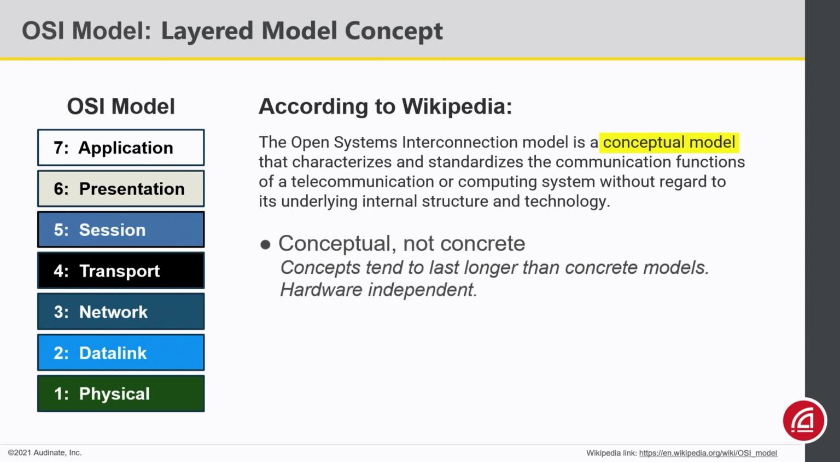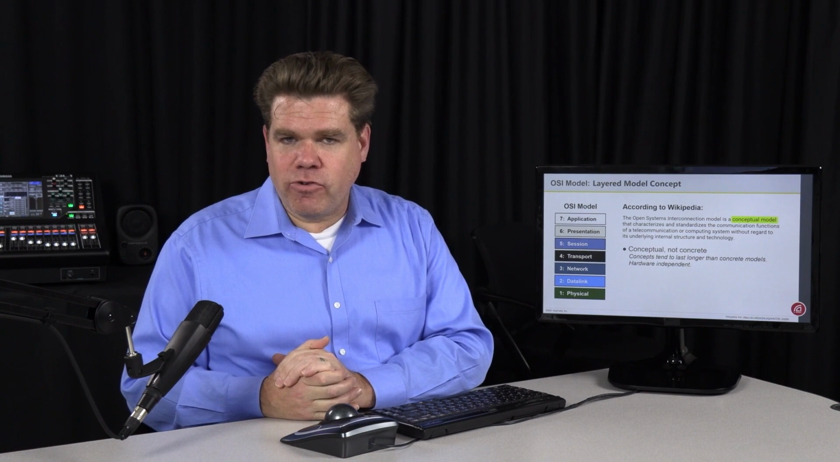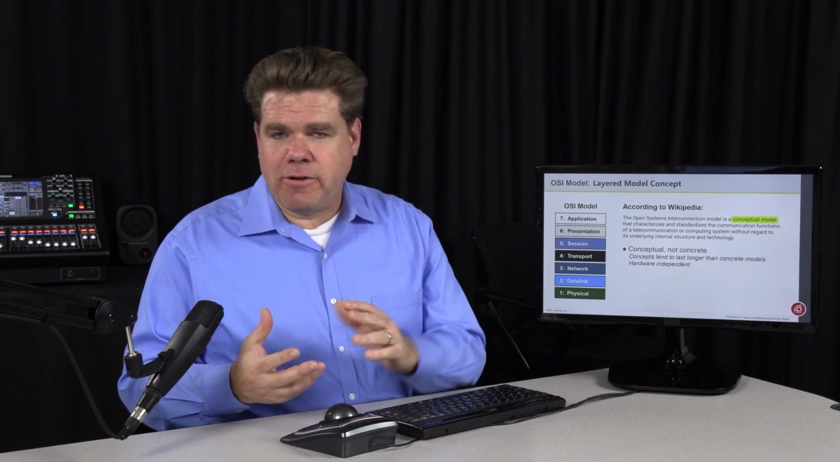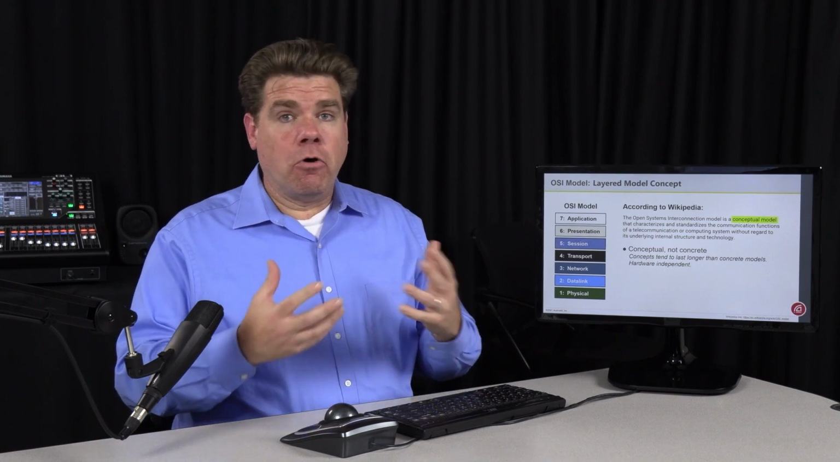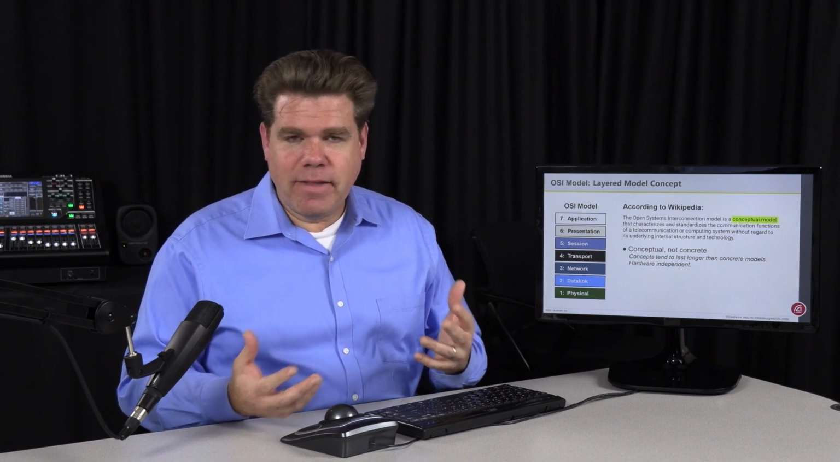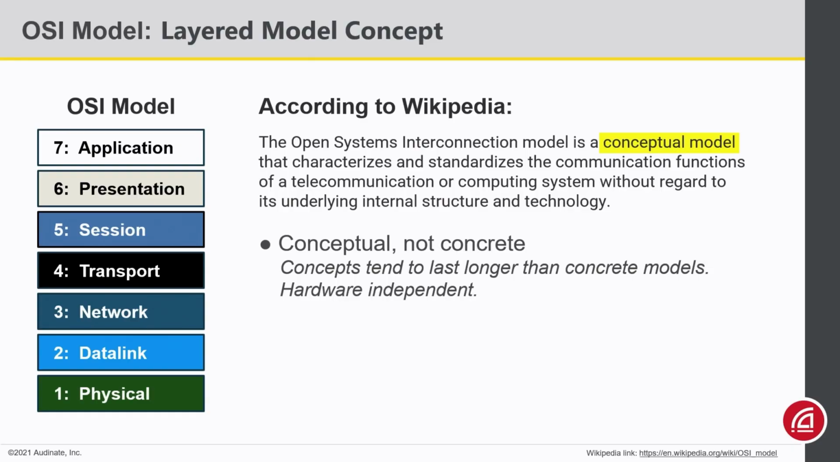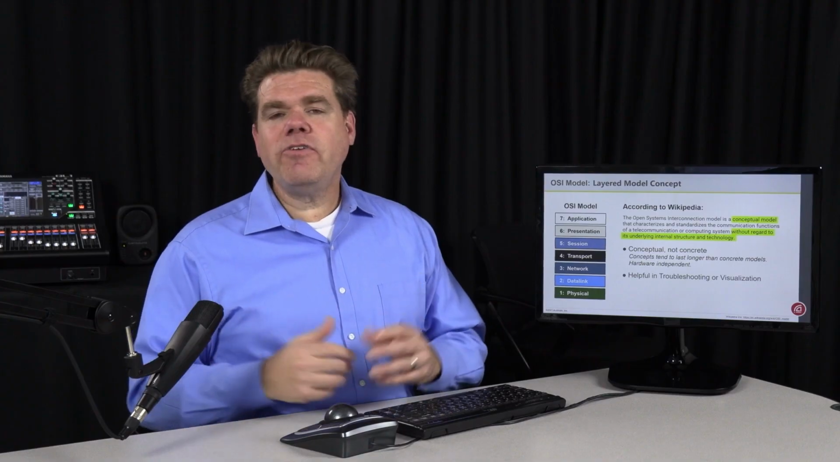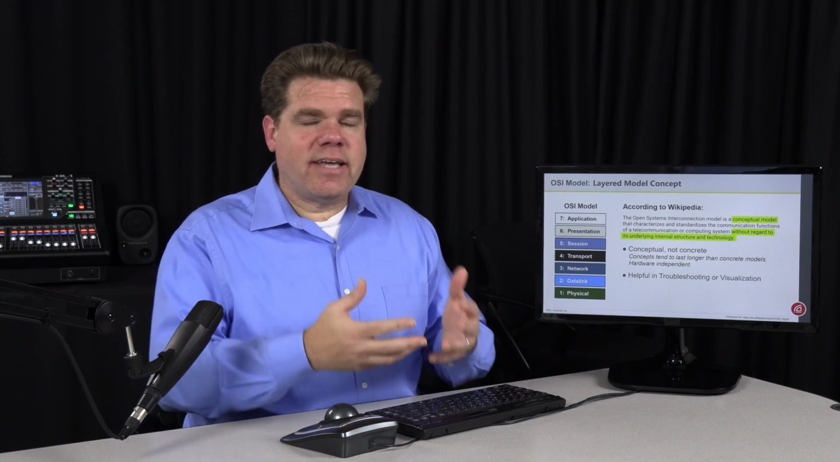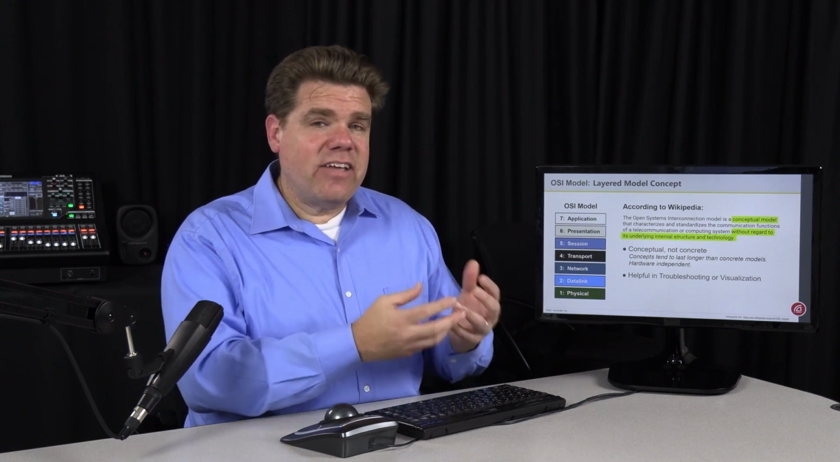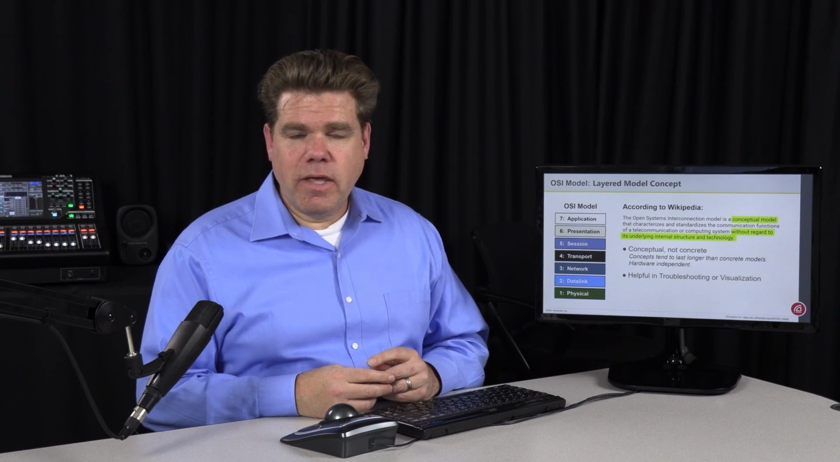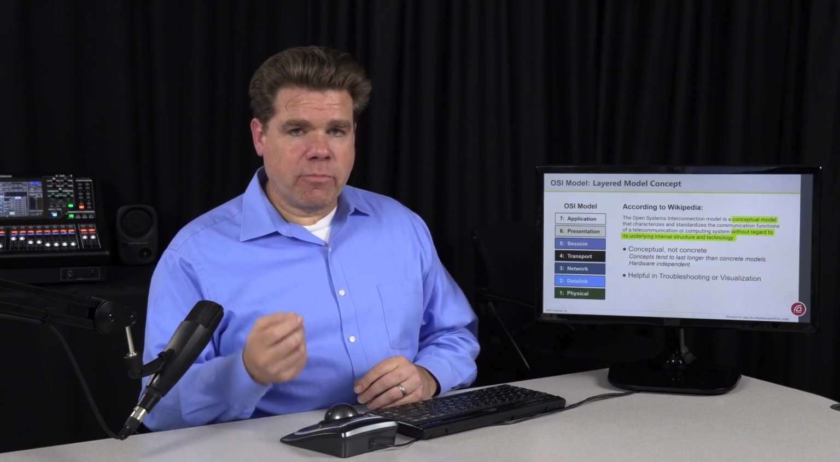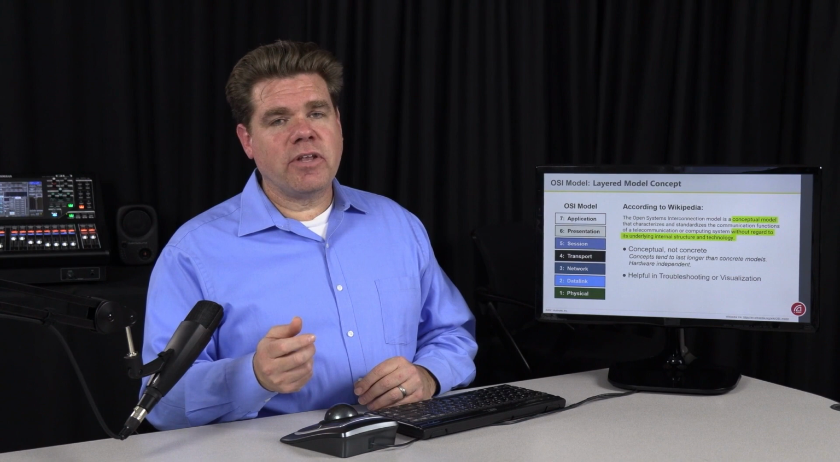First, the OSI model is a conceptual model. I think many AV professionals get excited when they hear about the OSI model. They expect it to be like an owner's manual to Ethernet. And it's not that. A model like this is intended to speak without regard to the underlying internal structure and technology. So the OSI model does not offer great detail on how a network operates. It intentionally stays very generic. If you're looking for excruciating detail on a protocol, you're going to have to go to the documents for that particular protocol.